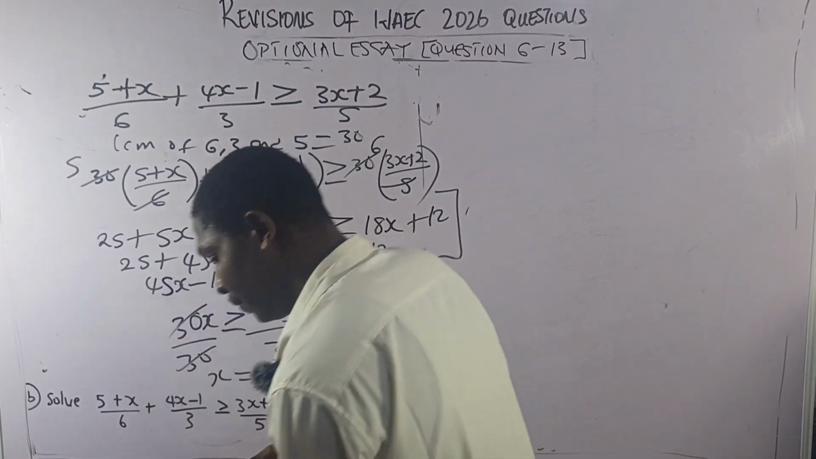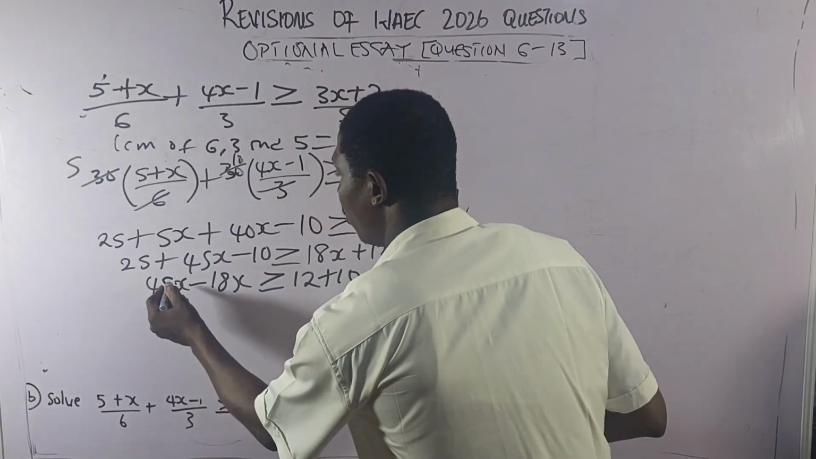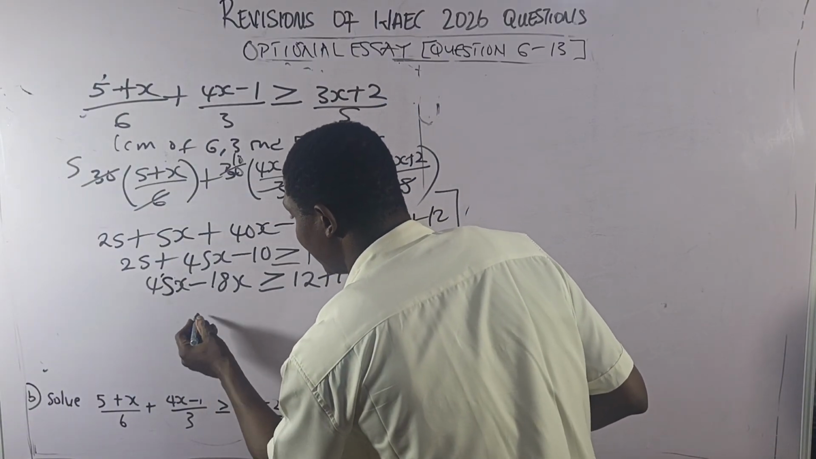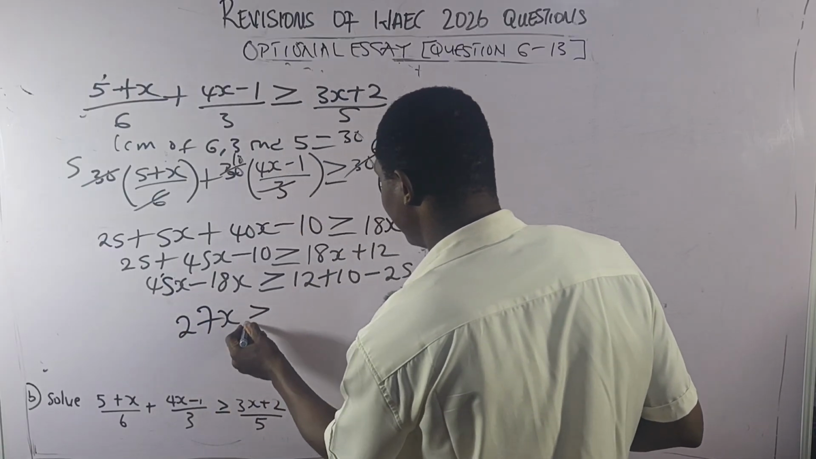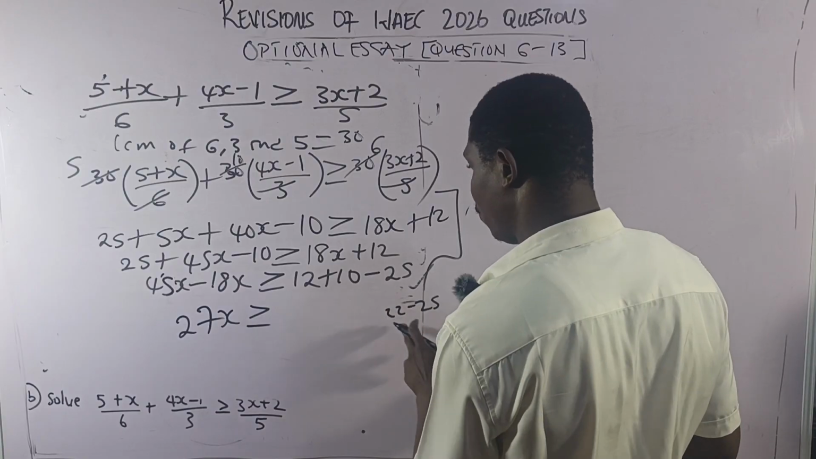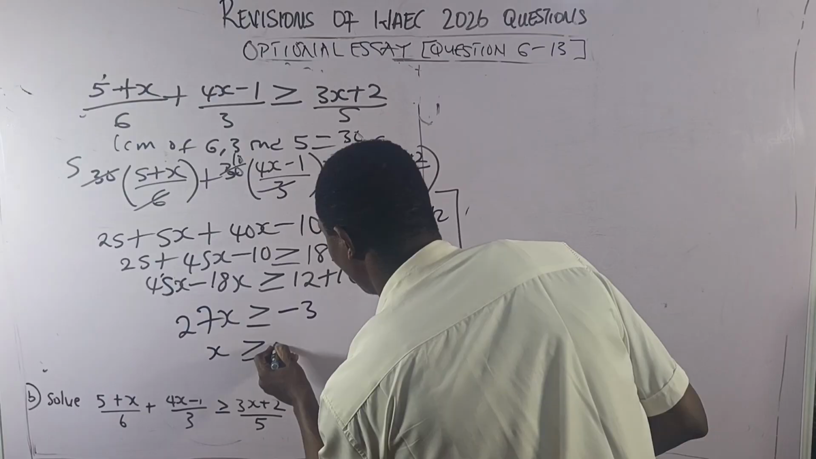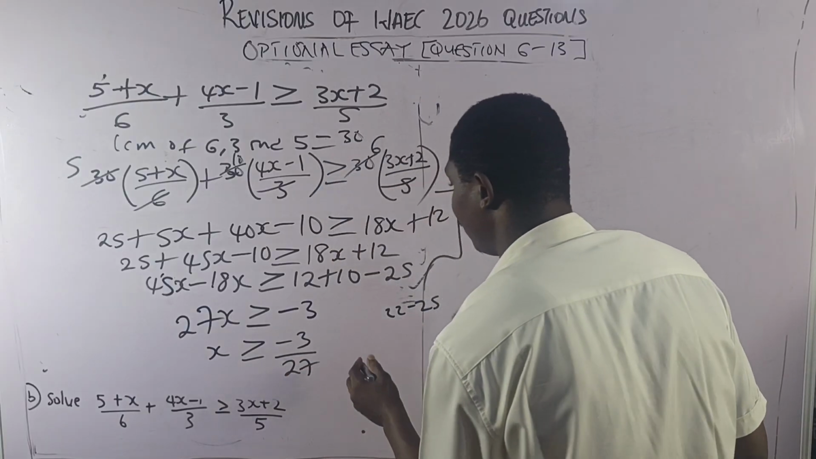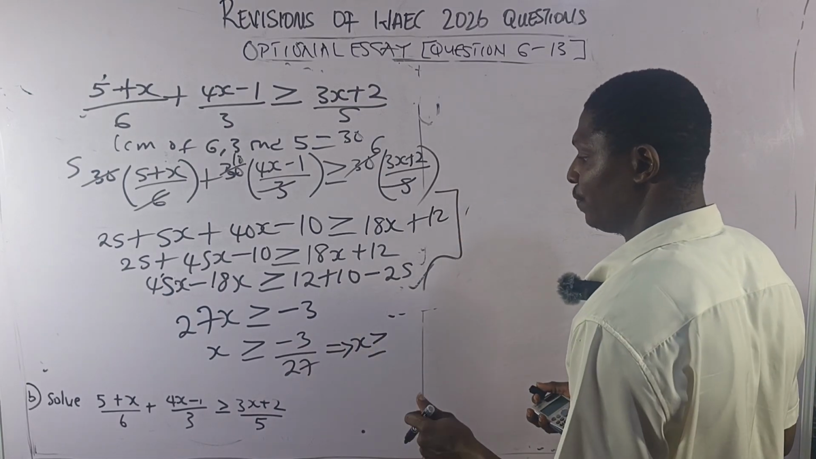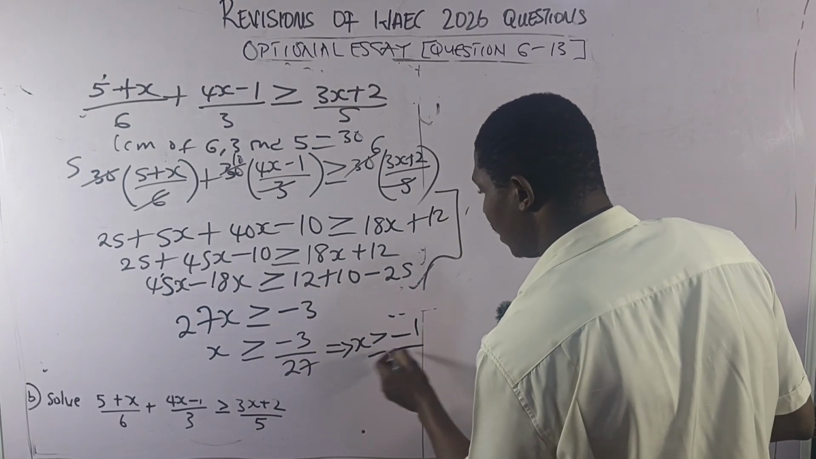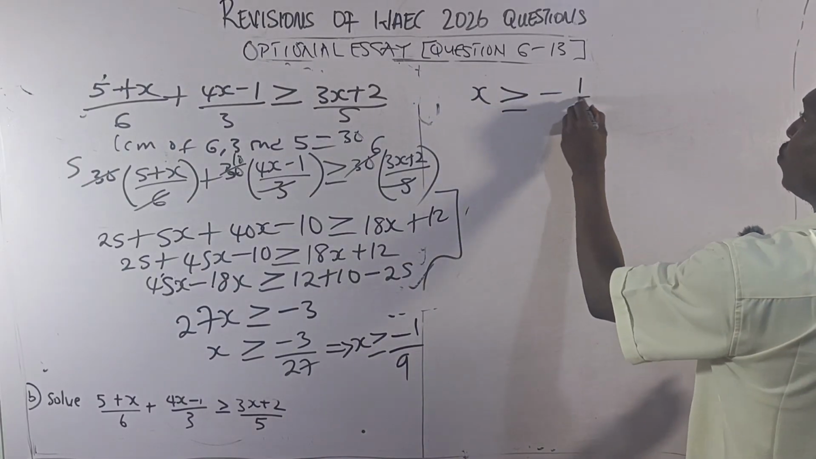So this will give me 45 minus 18, which is 27x. 25 minus 10 becomes 15, and 15 minus 12 gives me 3. So x is greater than or equal to, this plus this, we've gotten minus 3 here. So x will be greater than or equal to minus 3 all over 27. And therefore x will be greater than or equal to, 3 here is 1 and 3 here is 9, meaning x is greater than or equal to minus 1 over 9.